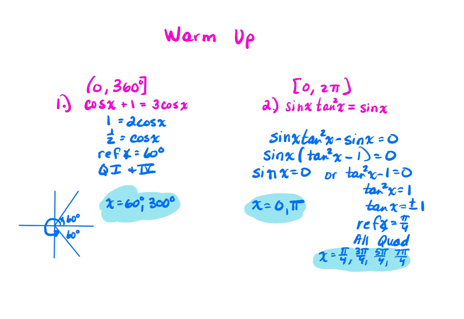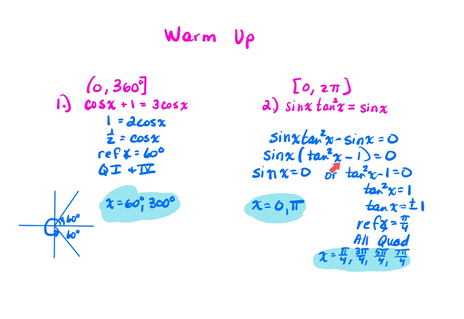Number 2, it's very important that you never divide by a variable. So in these cases, you have to set your equation equal to 0 and factor out the sine of x. Set each of your factors equal to 0. If you divide by sine of x, you are going to lose these 2 solutions. So make sure you never divide by a variable.